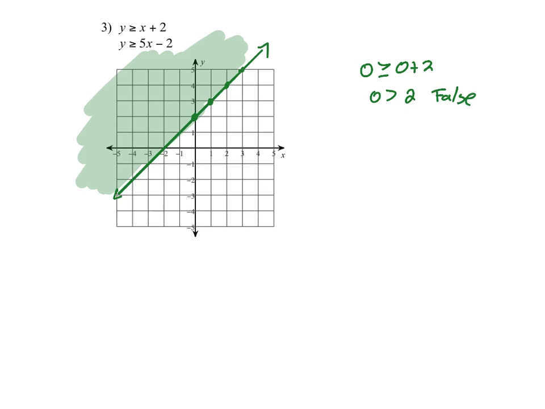Now the next one, -2. And I'm going up 5. 1, 2, 3, 4, 5. And 1 to the right. And that's my line. Again, it's going to be a solid line.